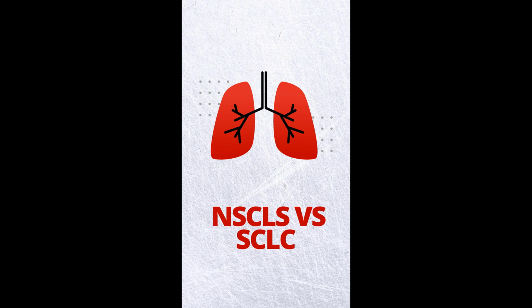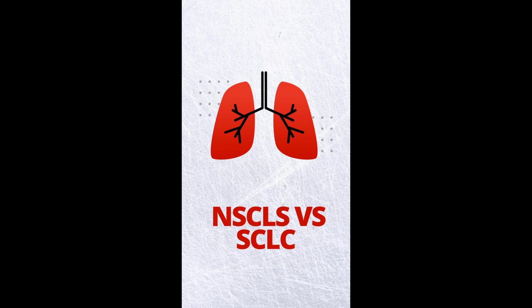ACTH, adrenocorticotropic hormone, production. SCLC can produce ACTH, leading to Cushing's syndrome, characterized by weight gain, high blood pressure, diabetes, and muscle weakness. Calcitonin production. Production of calcitonin can lead to disturbances in calcium metabolism, potentially causing fatigue, muscle weakness, and bone pain.